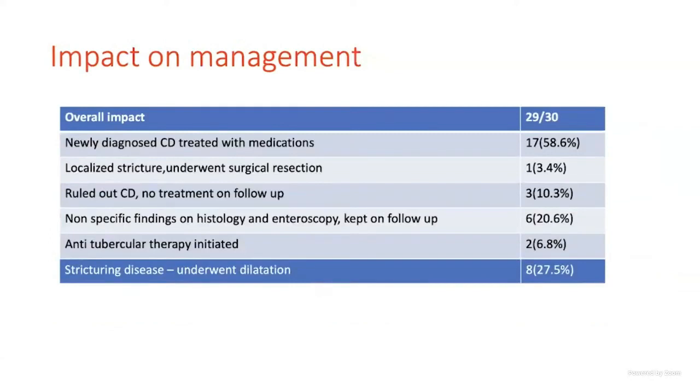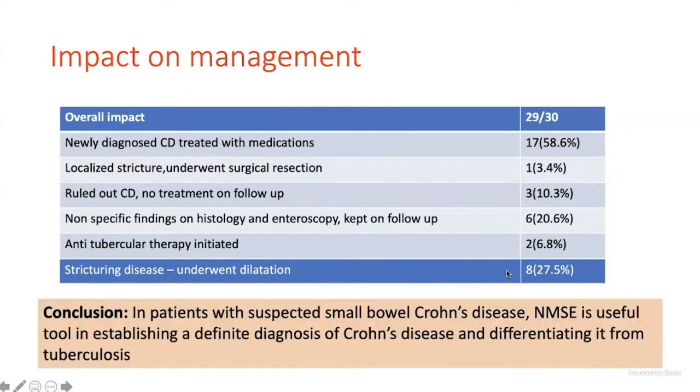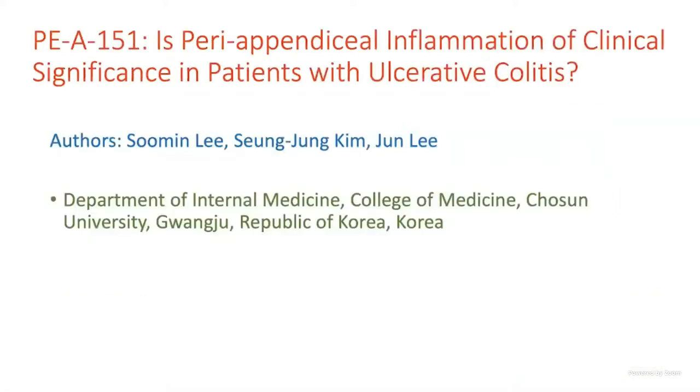The impact was evaluated at 6 months of follow-up, and it was seen that about 60% of patients were newly diagnosed with Crohn's disease and were treated with the appropriate treatment. One patient had a localized picture and underwent surgical resection. CD was ruled out in 3 patients, and tuberculosis was confirmed in 2 patients. So overall, impact was seen in 29 out of 30 patients, and 8 patients underwent stricture dilatation. So the authors concluded that in patients with suspected Crohn's disease, MSE is a useful tool in establishing a diagnosis of Crohn's disease, ruling out Crohn's disease, and differentiating it from tuberculosis. So the third abstract is from Korea, which looked at the significance of periappendiceal inflammation in patients with ulcerative colitis.